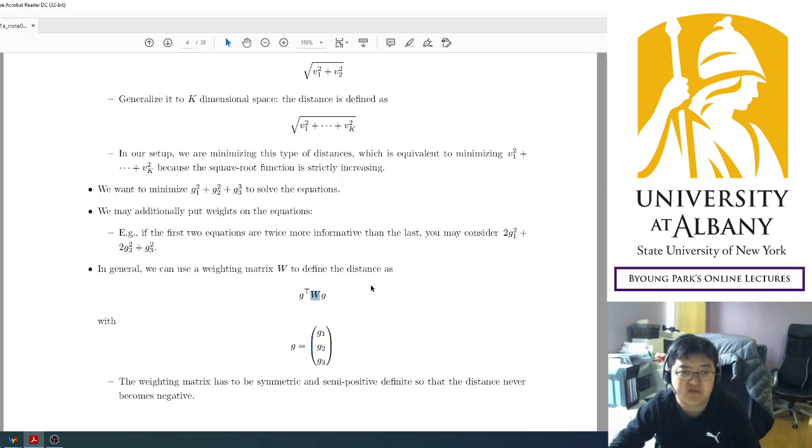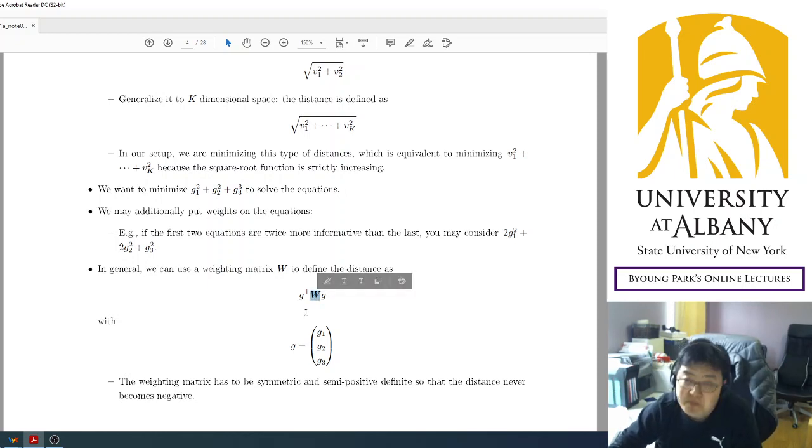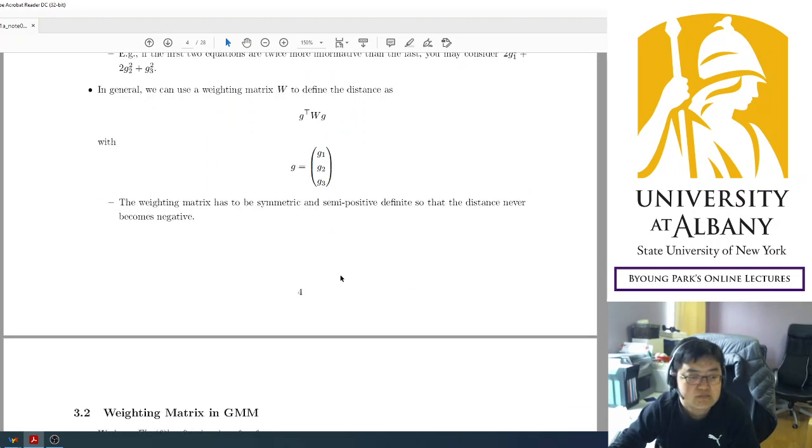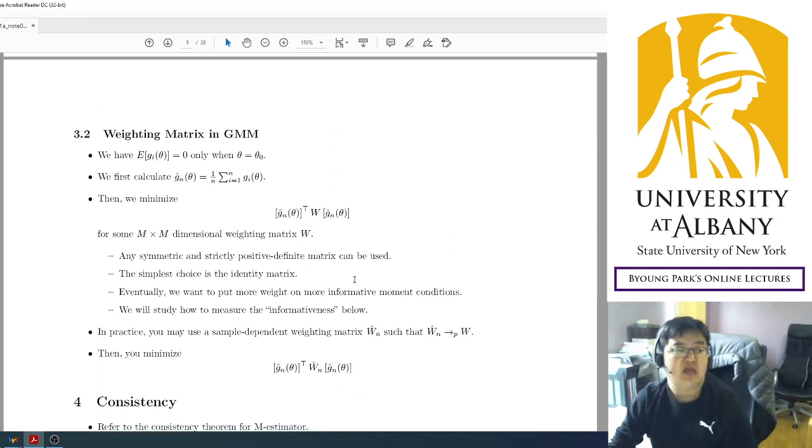However, there are some restrictions. The weighting matrix must be symmetric and semi-positive definite. Because the distance must always be non-negative, distance cannot be negative. So the matrix should be semi-positive definite, so that the distance is always non-negative, so that it becomes a distance. Okay, then in the GMM setup, you can borrow the distance, the weighting matrix, and just minimize this.